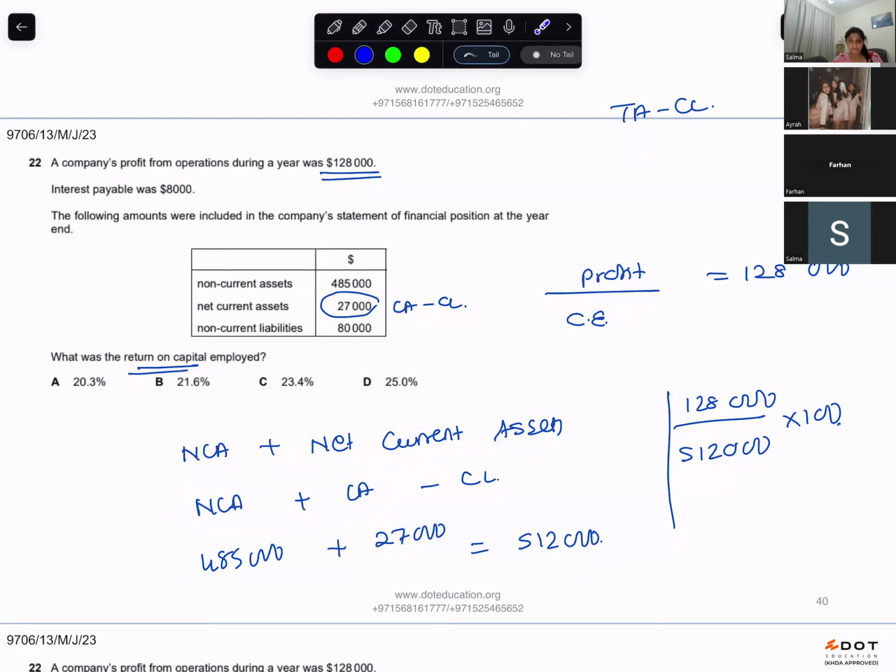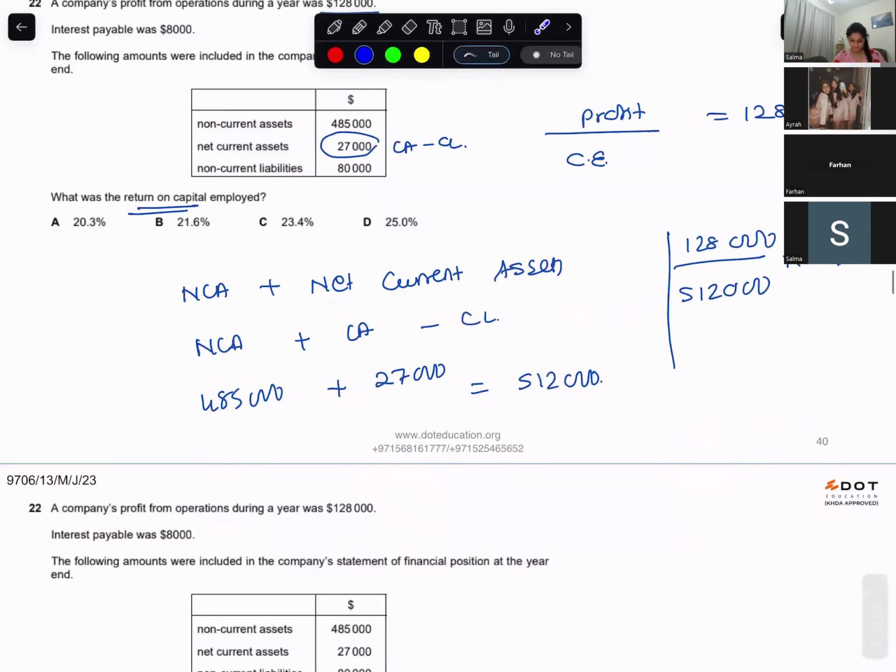So that's also a formula: non-current assets plus net current assets will give us capital employed. So the answer is option D.